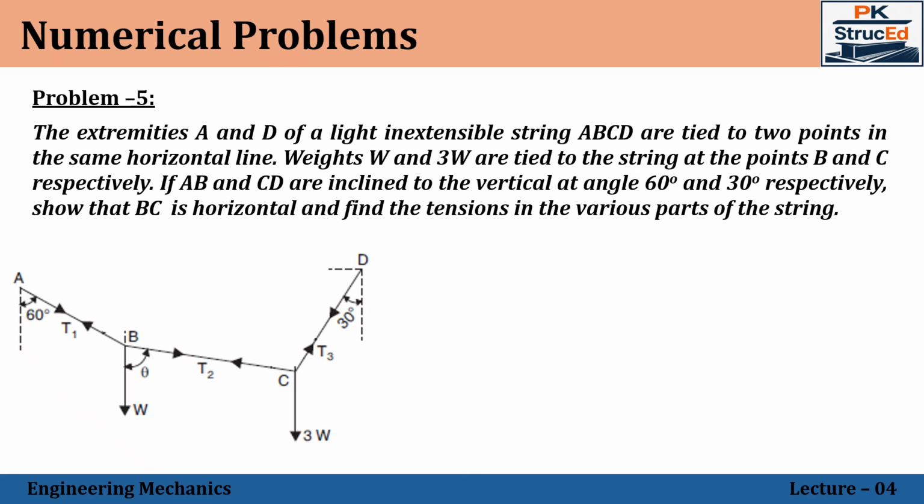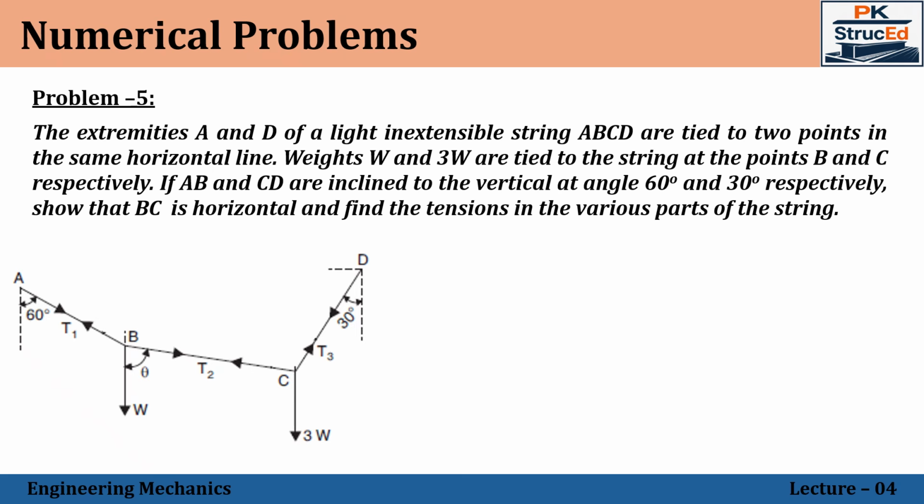Next, problem number 5, in which you can see the extremities A and D of a light inextensible string ABCD are tied to two points in the same horizontal line. Weights W and 3W are tied to the string at points B and C respectively. If AB and CD are inclined to the vertical at angles of 60 degrees and 30 degrees respectively, show that BC is horizontal and find the tensions in the various parts of the string.